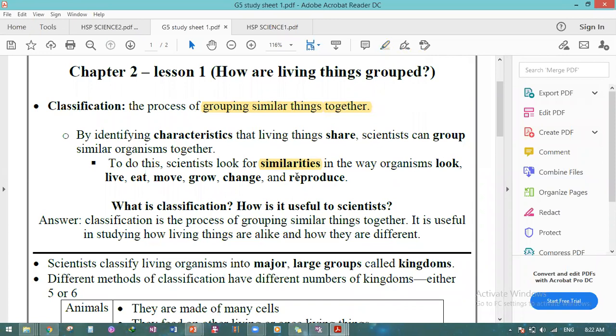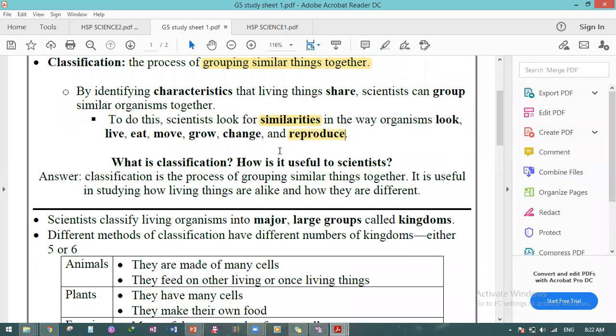So the similarities, guys, are in how they live, eat, move, change, and reproduce. Reproduce here means how they give babies, like lay eggs or give birth. So how is the classification useful for scientists? It will be easier for them to study. It will be useful in studying how living things are alike and how they are different.